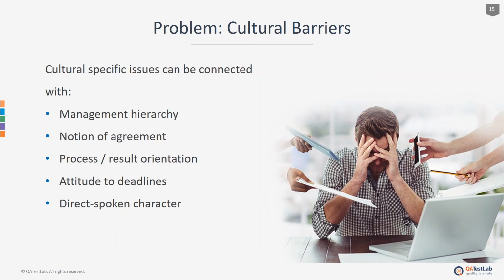Result or process orientation. Some countries are more oriented on the result without keeping the detailed description of activities and following prepared algorithms and protocols. Attitude to deadlines and appointments. Some cultures are very strict in everything concerning time and schedules, while others are more flexible. Direct spoken character. Some cultures are very direct. They will not try to avoid conflicts, while others are always focused on saving face and preventing any difficulties if their partner is wrong.